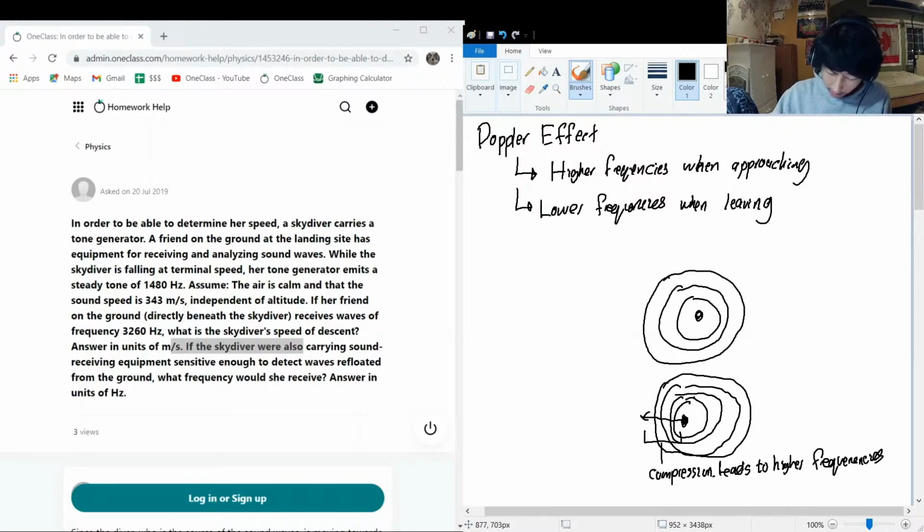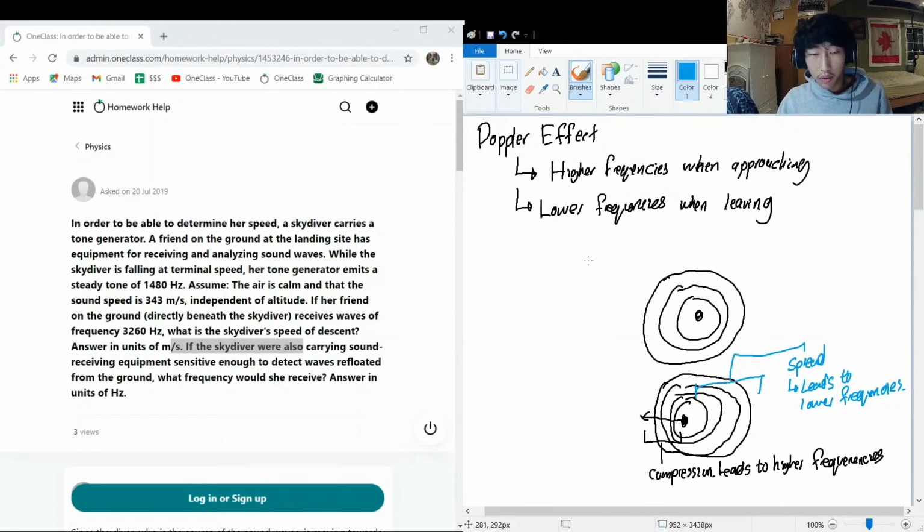And if you're on the other side, let's put this in a different color, on the blue side here, you can see the waves are spreading out because I'm moving and I'm producing new waves in a different position than the previous. That contributes to the change in the wavelength. So, spread, and this leads to lower frequencies.